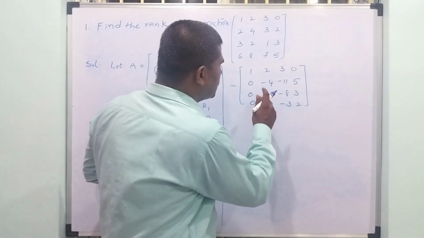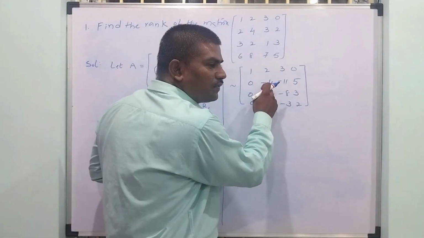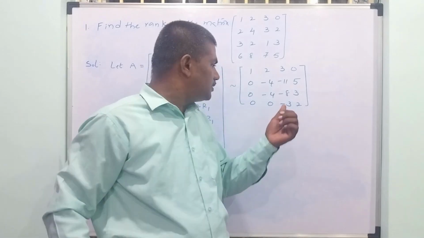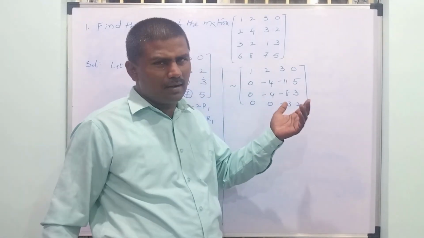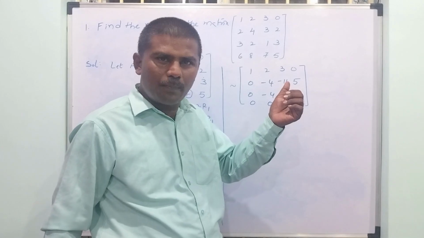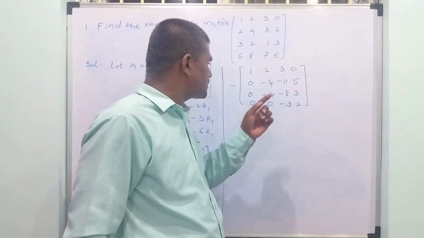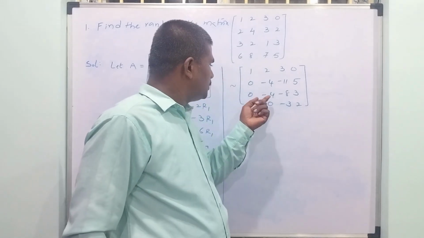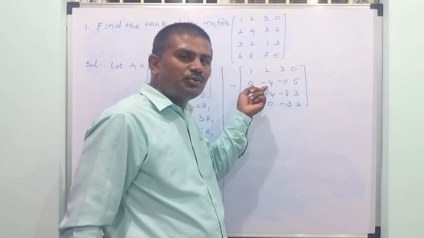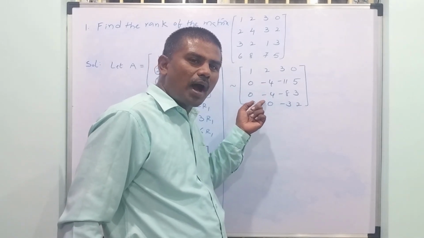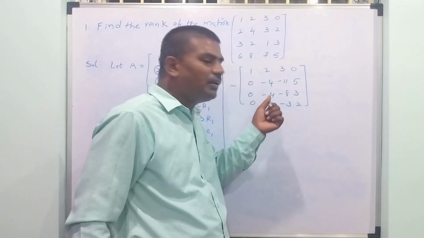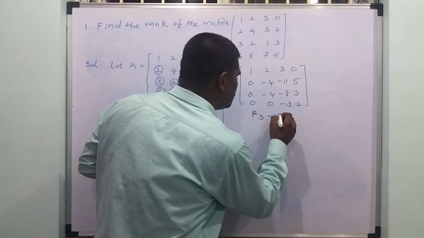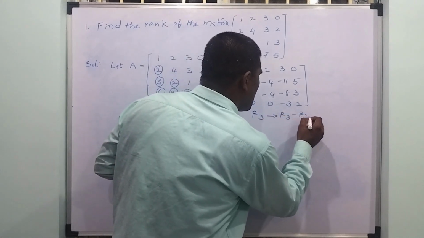Now you have to make this element as 0 by using this one. Actually you have to make this one also if it is non-zero, but you observe that this is already 0. So we are lucky that you can apply only one elementary row operation. That means you can make this one as 0. How? Simply you can subtract R2 from R3. R3 tends to R3 minus R2. Then this element will be 0.